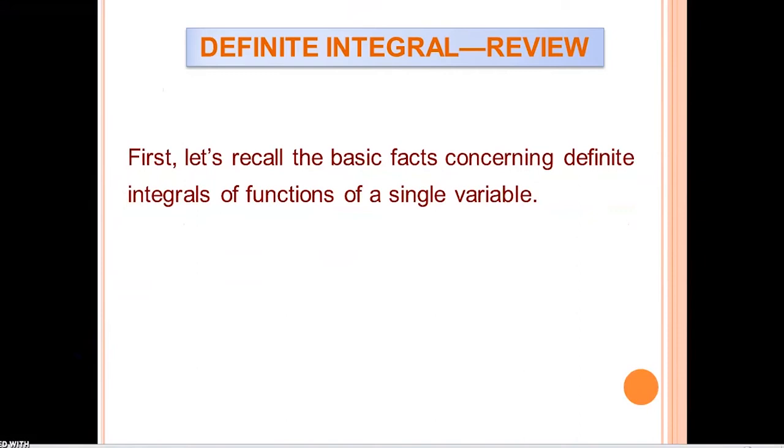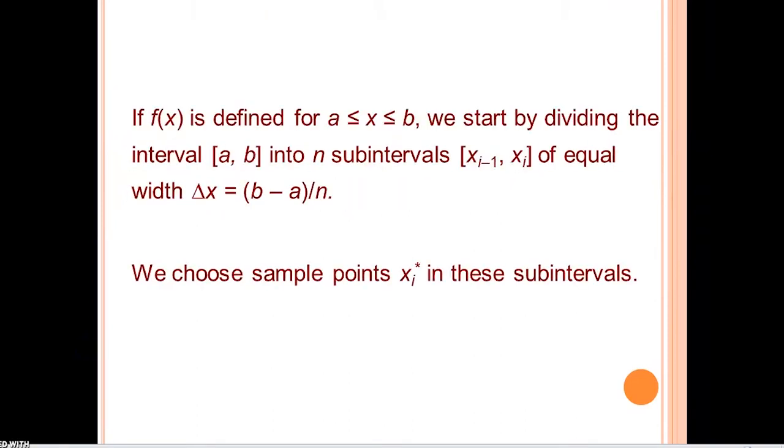Before going directly to the double integral or triple integral, first of all let us review the definite integral, that is the single integral, as we call it. So let us recall the basic facts concerning the definite integral of a function of a single variable.